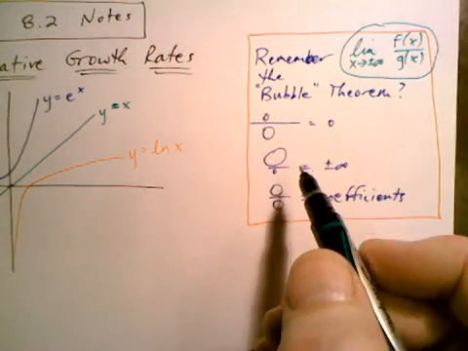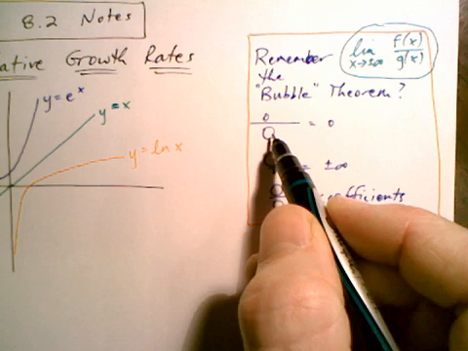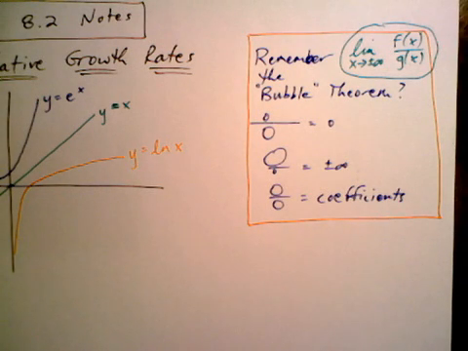The relative growth rates of both the numerator and the denominator. It doesn't matter what the functions are. They could both be polynomials. They could both be exponential, logs, whatever. And that's what we're going to get more into in this section, the different kinds of functions besides just polynomials.